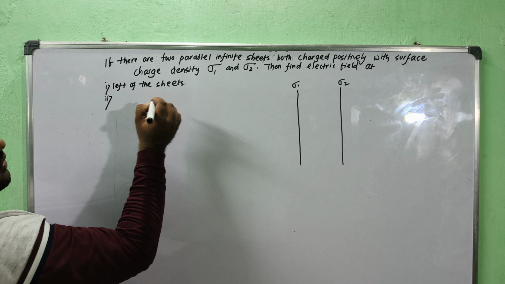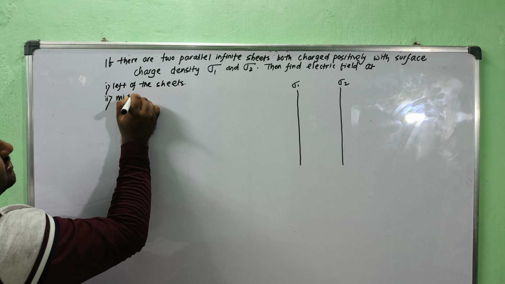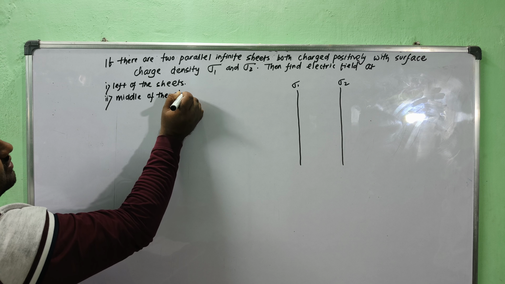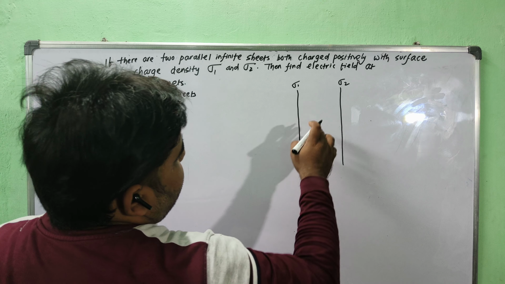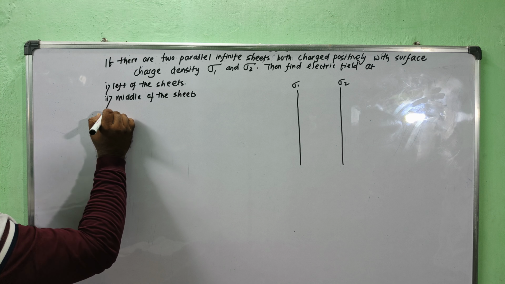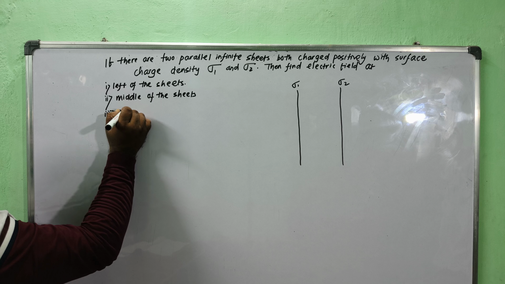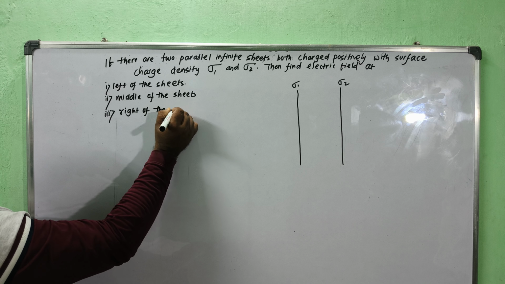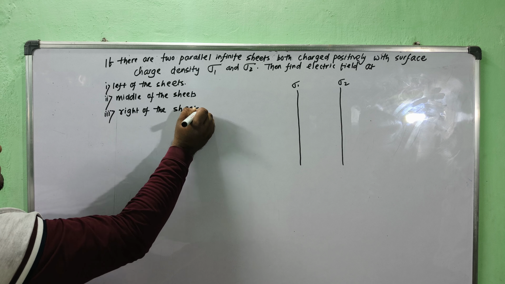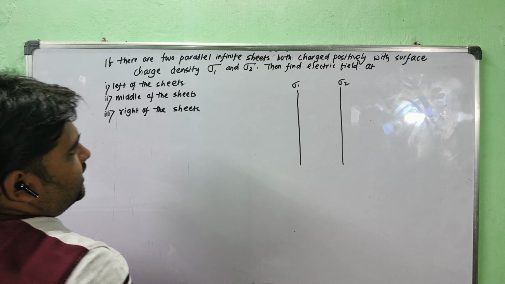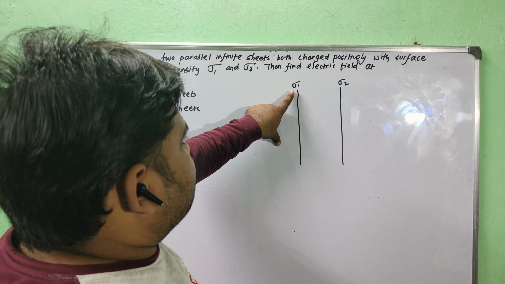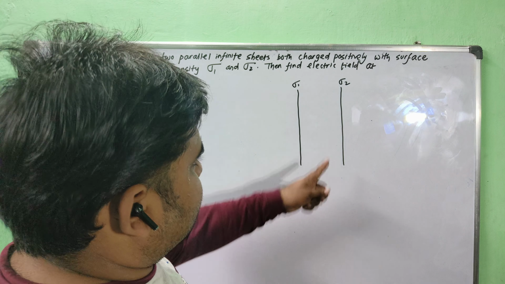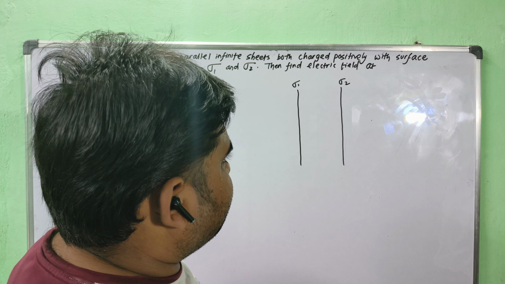Second, the middle of these sheets. We are going to find the electric field at these points. And third, the right of the sheets. We are going to find the electric field at these points. If it is charged with sigma 1, then let the electric field produced by this sheet be E1, and let the electric field produced by this sheet be E2.